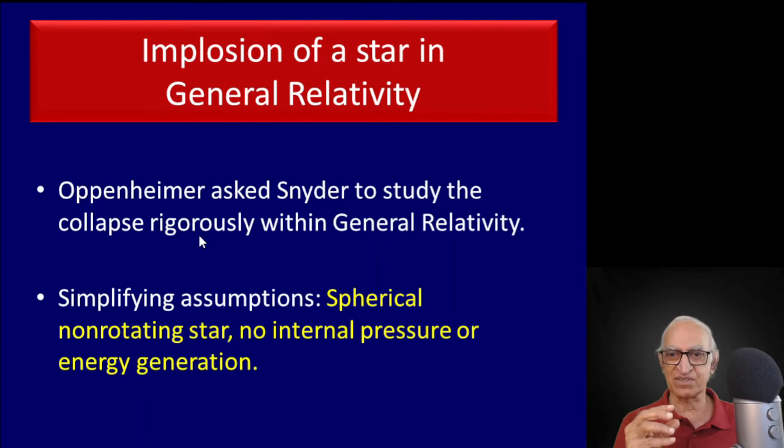He told Hartland Snyder, look, your problem is hard enough, so I'm going to allow you to make some simplifying assumptions. Assume that you're dealing with a spherical star, which is not rotating. Stars do rotate, therefore they are not strictly spherical. He also said, you assume that there is no internal energy generation or internal pressure in the star, which is going to complicate matters. But apart from making this assumption, you cannot make any other assumption mathematically. You must solve this problem mathematically exactly within the premise of general relativity. And Hartland Snyder did that within a remarkably short time of just a year and a half.